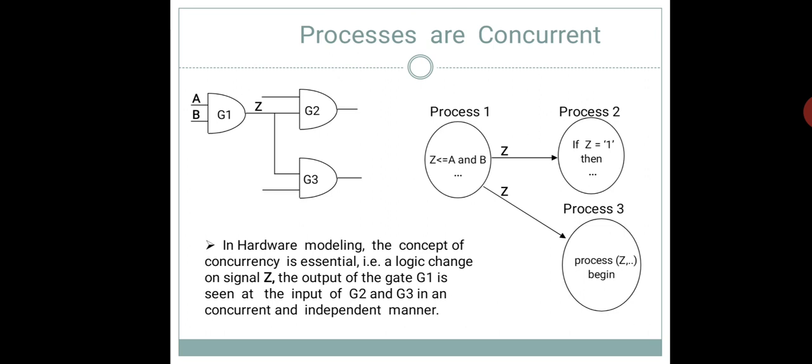So here we have process 1, process 2 and process 3. The execution of process 1 is independent, but the execution of process 2 and process 3 depends upon process 1, whereas process 2 and process 3 are concurrent statements. In this way, process 2 and process 3 execute at a time, but whatever statements are written under process 1, process 2 and process 3 are all sequential.